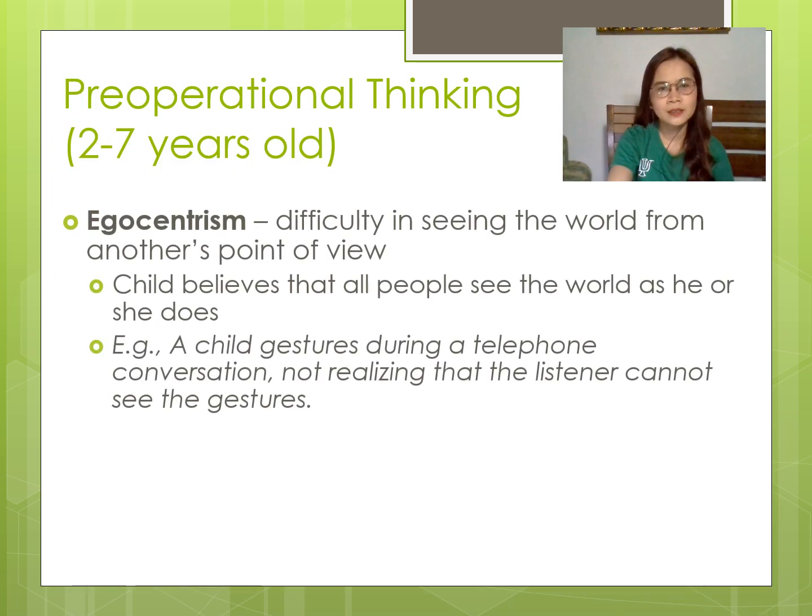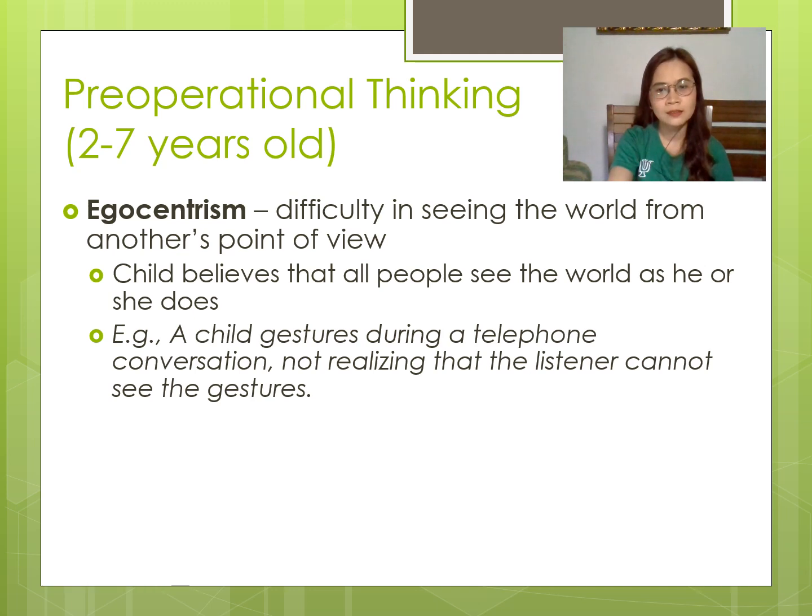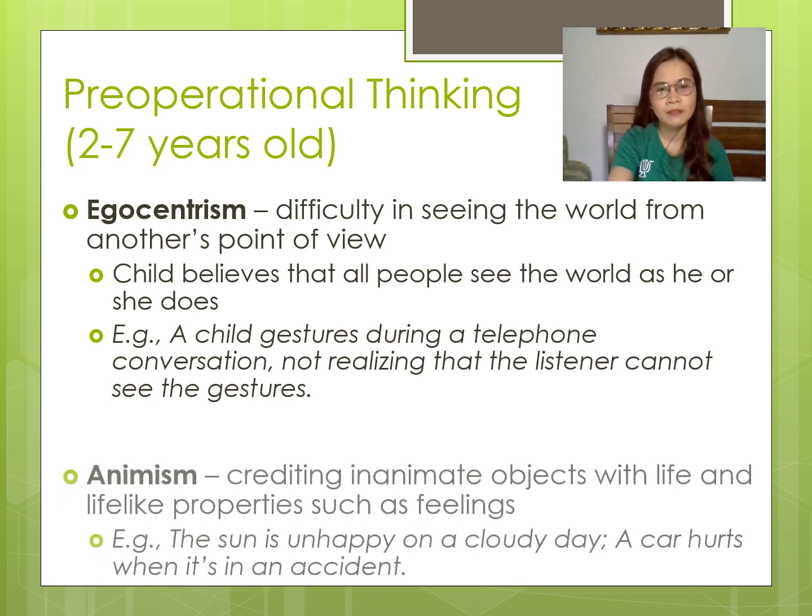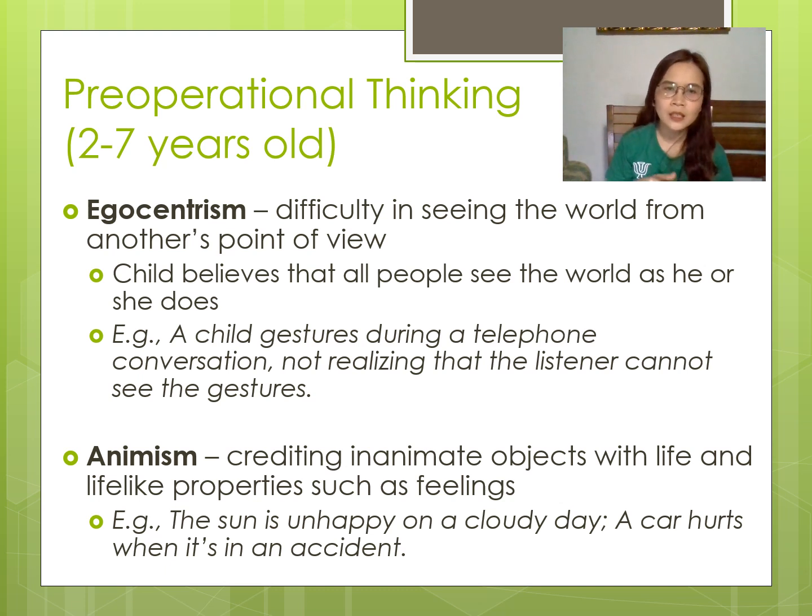Okay, so now let's go to the pre-operational stage of thinking, 2 to 7 years old. So what is unique in the pre-operational children is the egocentrism and animism. So when we say egocentrism, they have difficulty in seeing the world from another's point of view. So the child believes that all people see the world as he or she does. For example, a child gestures during a telephone conversation, not realizing that the listener cannot see the gestures.